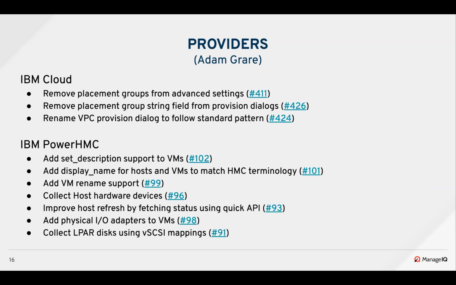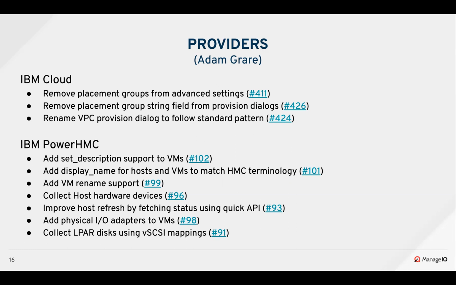For IBM Cloud, Jay removed placement groups from advanced settings for Power VS VMs. These are now a proper model and relation, and so they don't need to be stored in advanced settings anymore. They also removed the placement group string field from the provision dialogues because it's going to be a dropdown now. Before we were collecting placement groups, you had to type in the name of the placement group manually, and now it'll be a dropdown, so it'll be a lot easier.